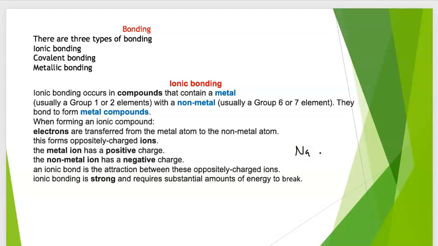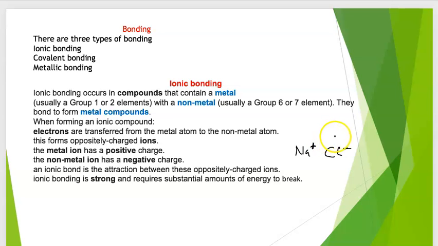Sodium loses 1 electron from its outer shell and becomes 1+. Chlorine has 7 electrons in its outer shell, and therefore it will take that electron from sodium in order to complete its outer shell and become -1. We therefore have a situation where we have a positive charge here and a negative charge here.